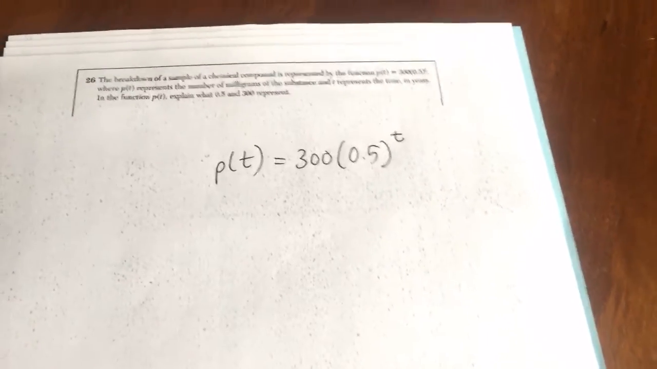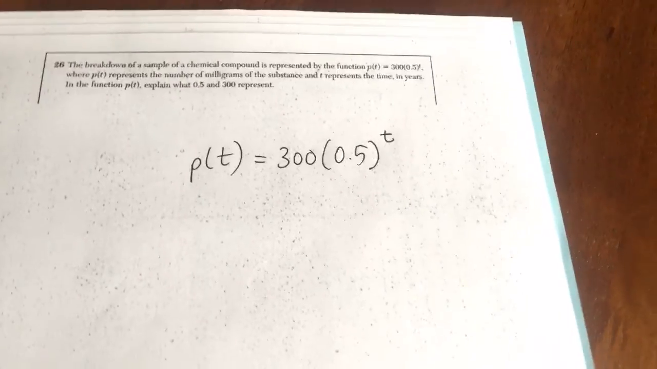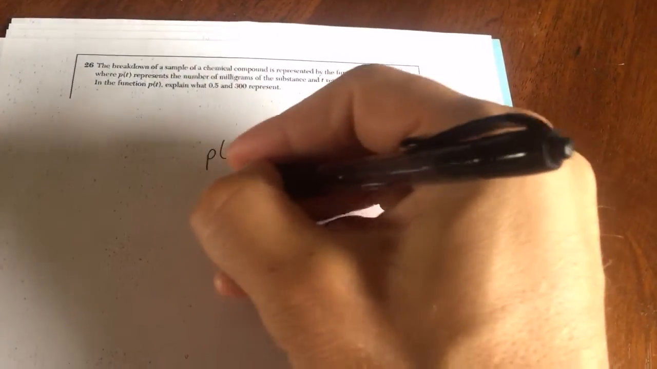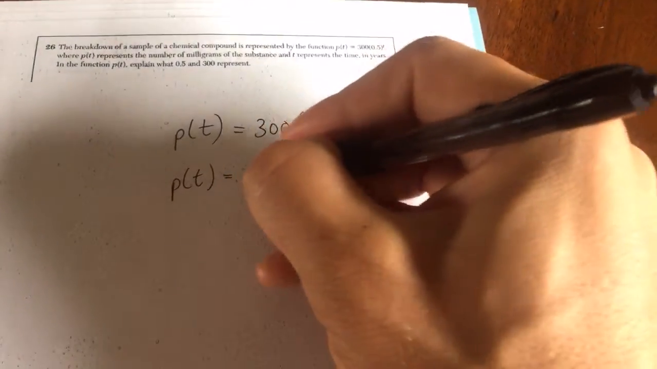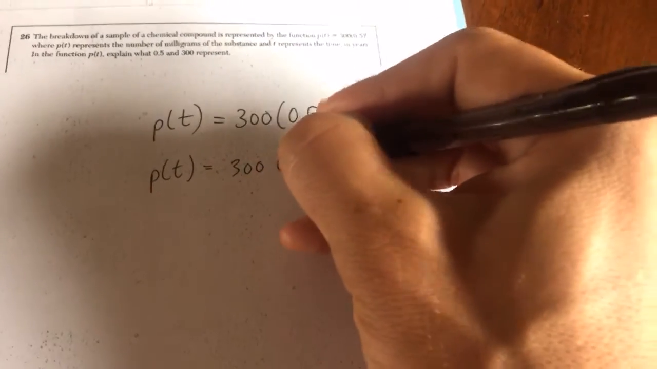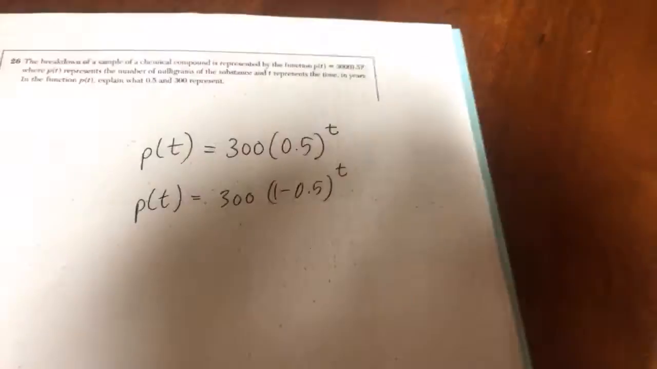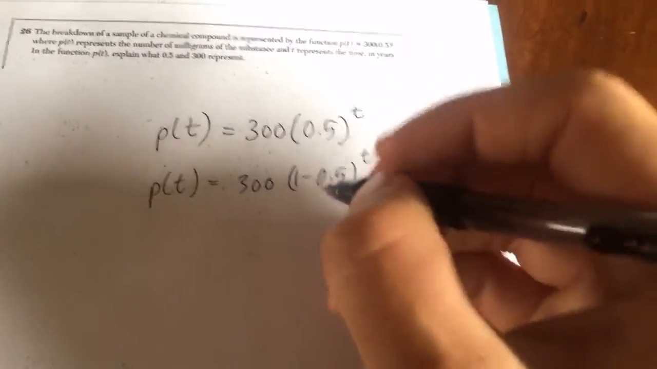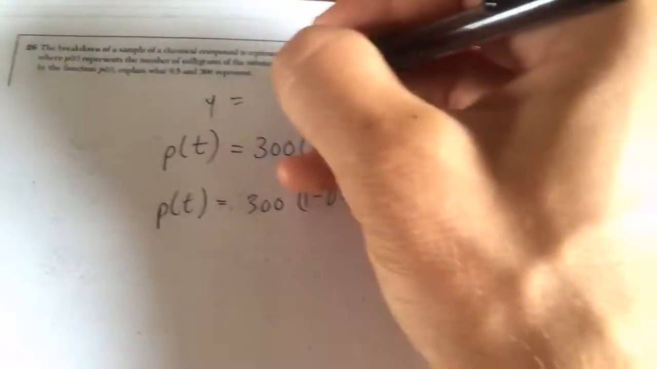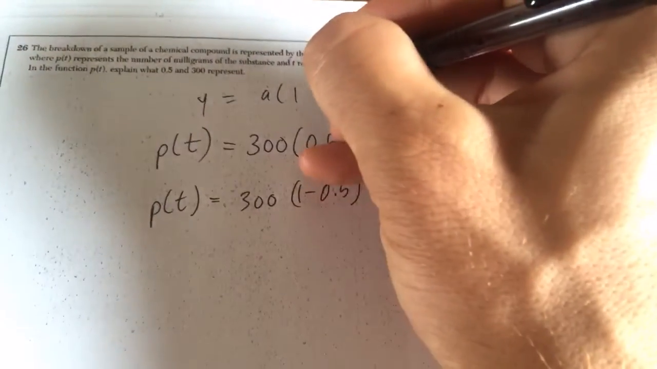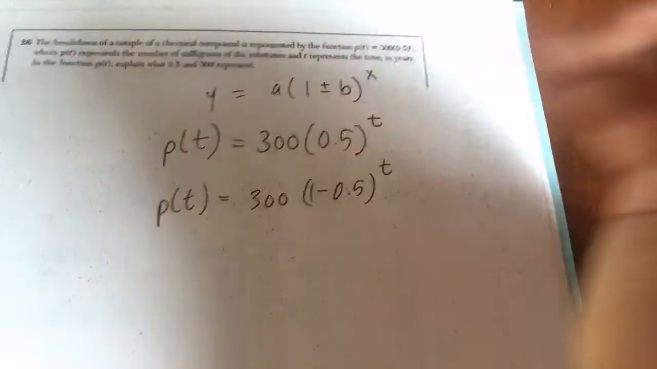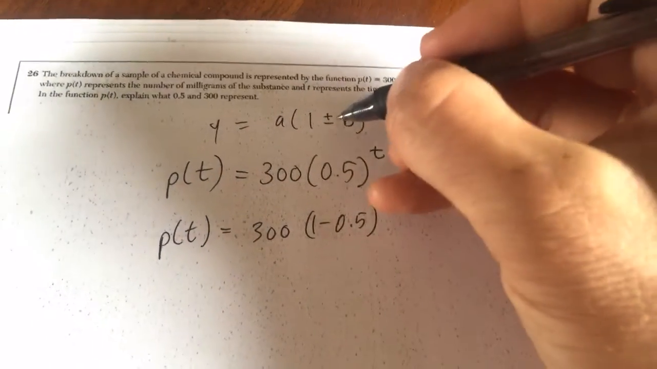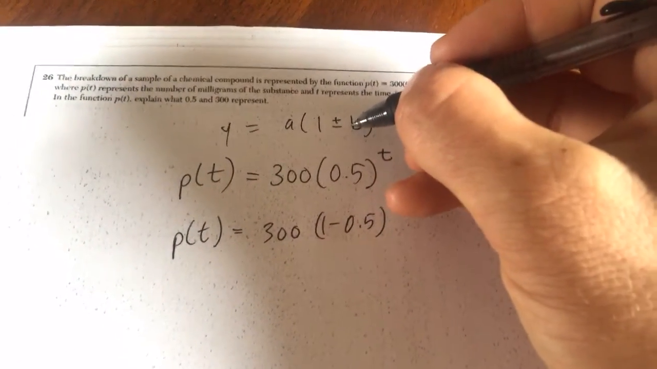And number 26, this is a model of exponential growth or decay. In this case, because this is less than 1, it's going to be a decay. If I had to go back a step and rewrite this, the formula, if you do it in your classrooms, is 1 plus or minus b to the x, and then it's plus or minus depending on growth, and this is your rate.